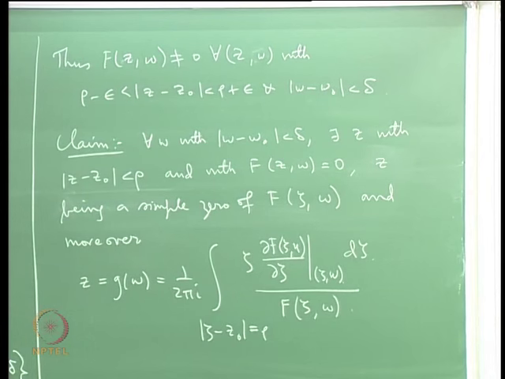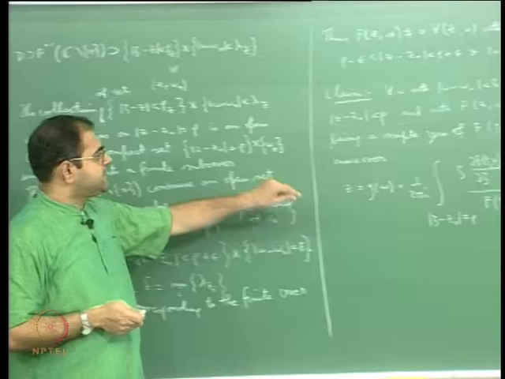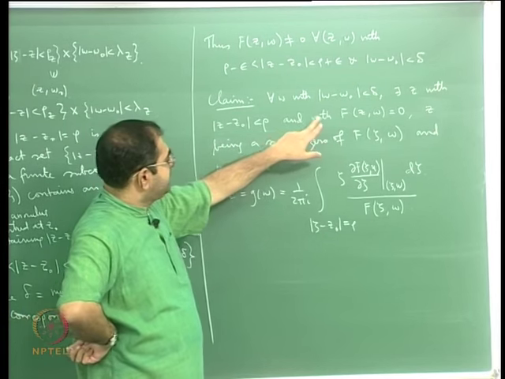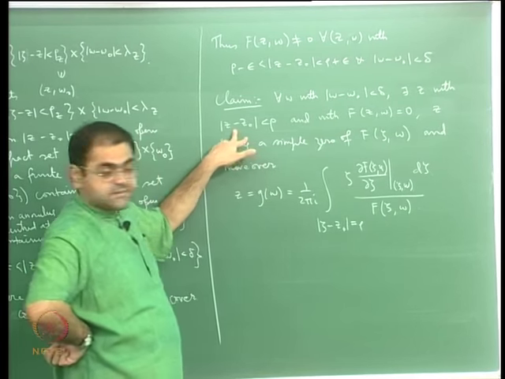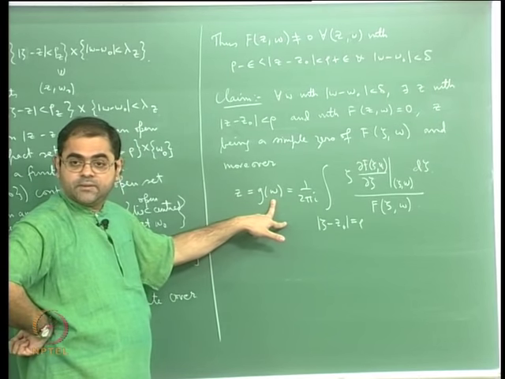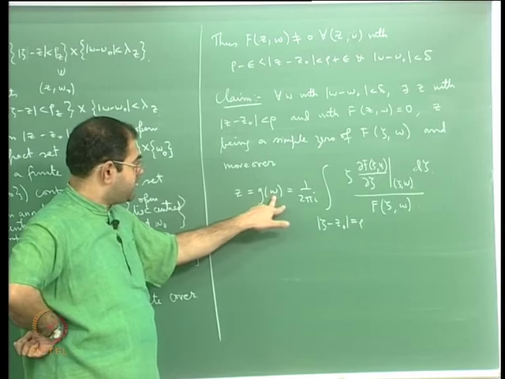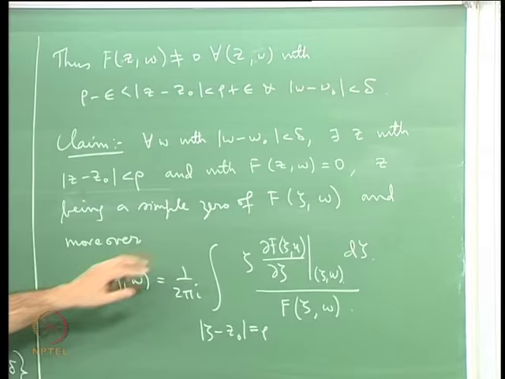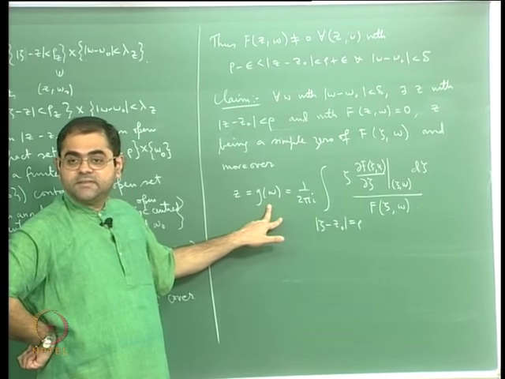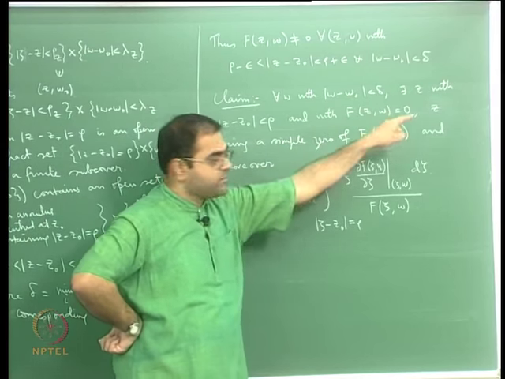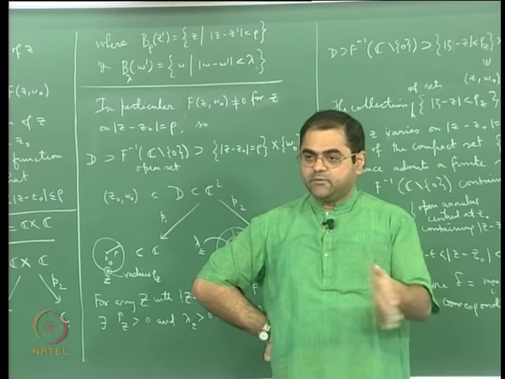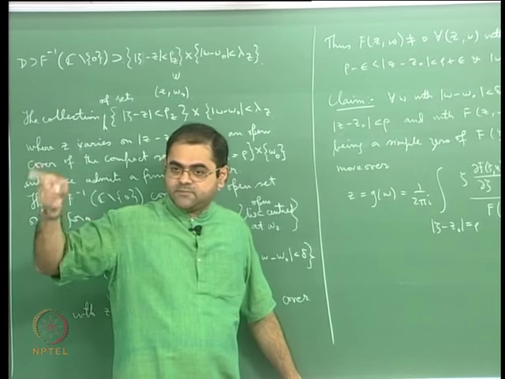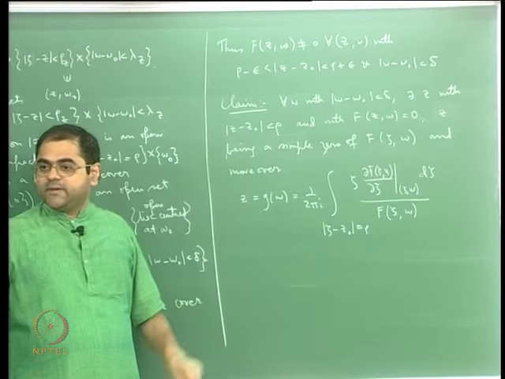So here is the claim. All I am saying is that you take w in this disk, then I can find a z inside this disk such that z equals g(w). How this z depends on w is that z will be a function of w, and that function is given by this formula. Saying that f(z, w) is 0 and that z is given by g(w) is the same as saying that f(g(w), w) is 0. So what I have done is solve z in terms of w, as z equal to g(w). The equation f(z, w) equal to 0 has been solved as z equal to g(w) for w in a neighborhood of w₀.